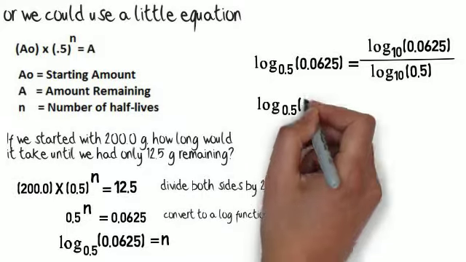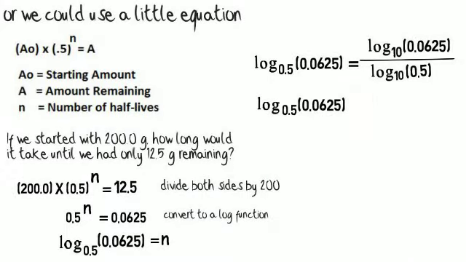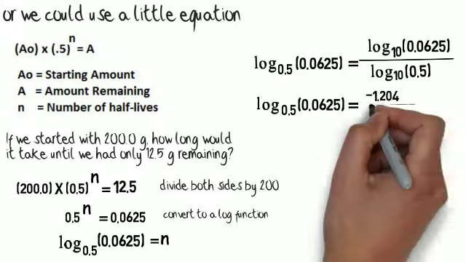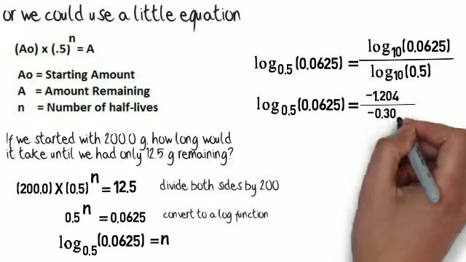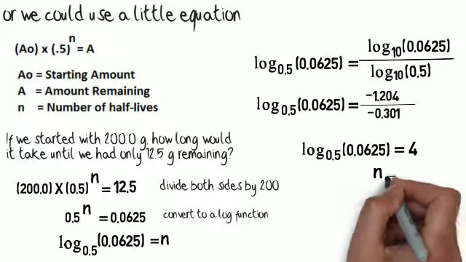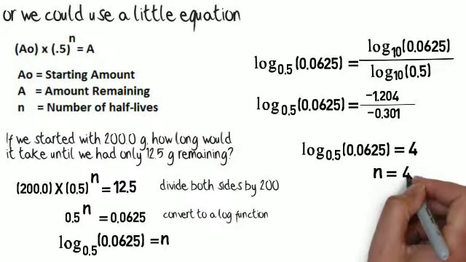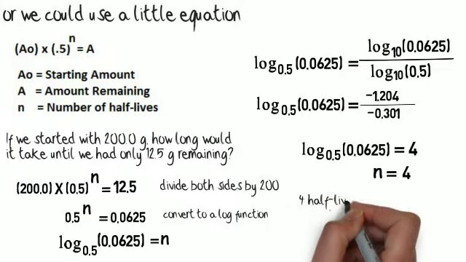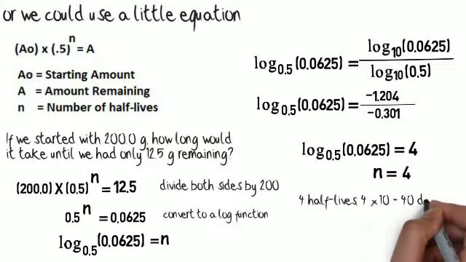So what we're going to do is take the log base 10 of 0.0625, and that gives us negative 1.204, and the log base 10 of 0.5 gives us negative 0.301. So we now divide those two numbers, and we get the log base 0.5 of 0.0625 equals 4, which means n equals 4, which gives us the number of half-lives. So since it's 4 half-lives, 4 times 10 days is 40 days. Same answer. Now you might be thinking, why would I go through that process when I could just count it out? Well, not every problem is going to be simple enough that you could just count it out.